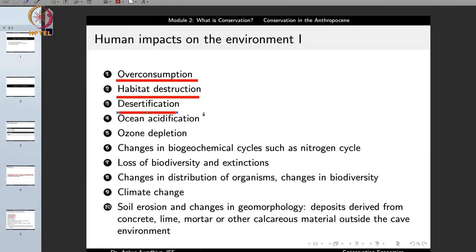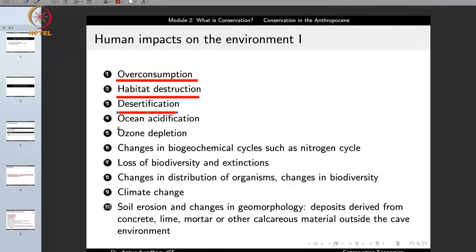Another one is desertification. Now, in desertification, we are overconsuming the water resources at such a rate that we are turning lands into deserts. A major factor in desertification is also overgrazing. Through overgrazing, the cover of vegetation from the land is removed. And once this cover is removed, the sun rays are able to heat up the land very quickly and dry up the land. So excess removal of water as well as overgrazing are leading to desertification.